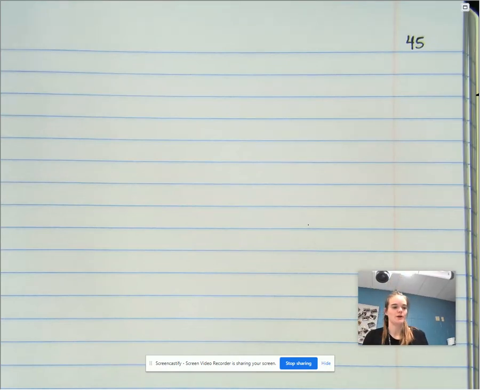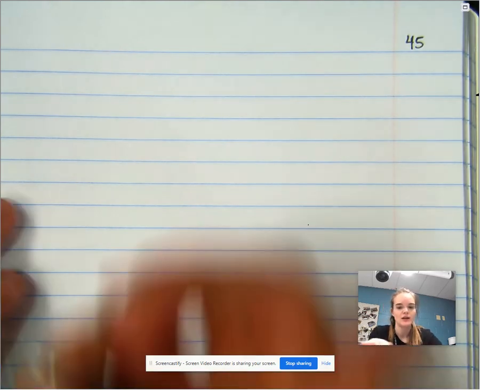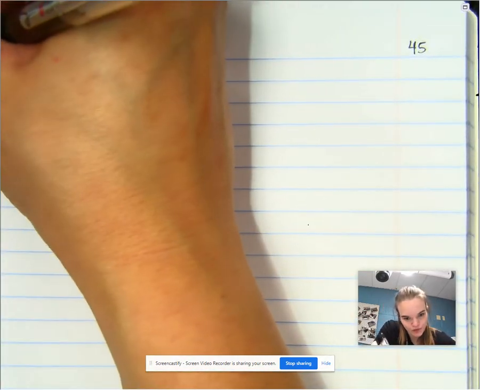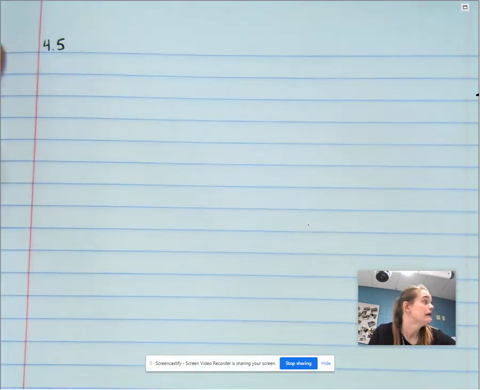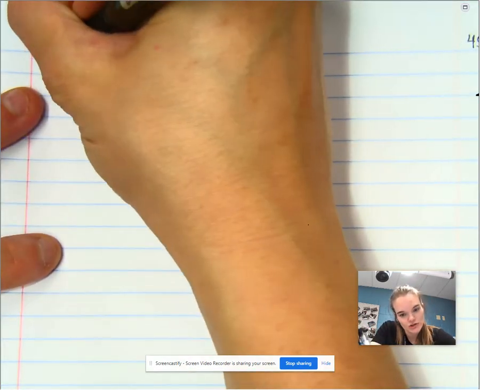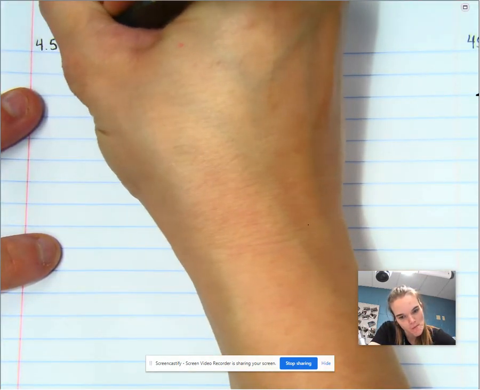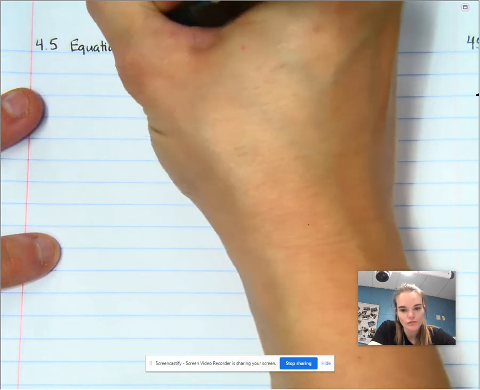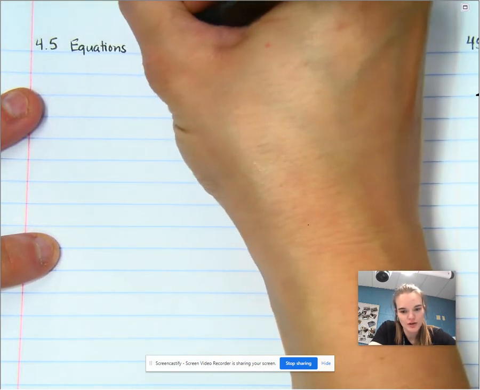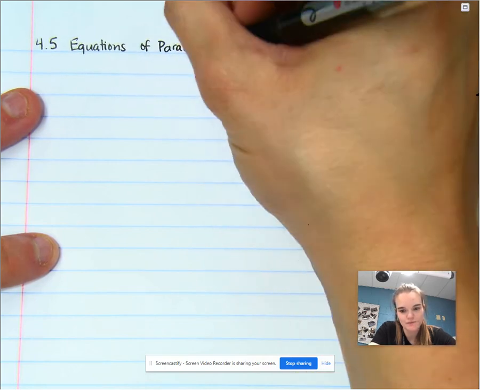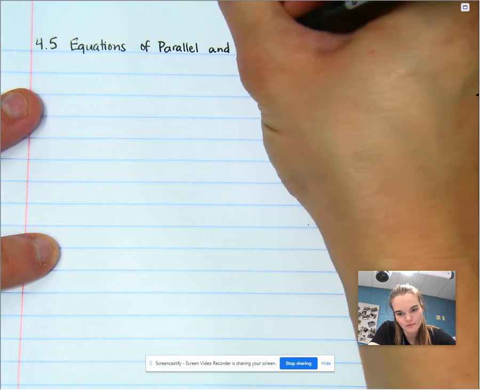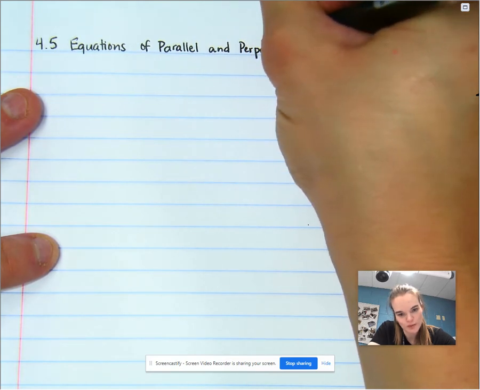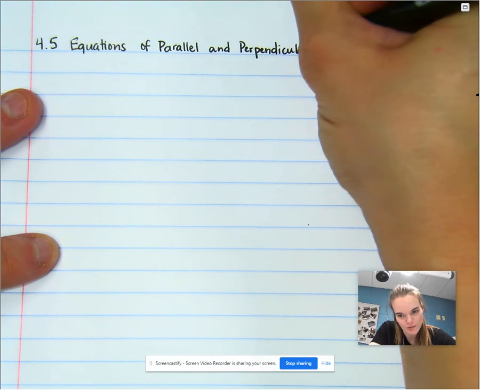So today we're going to finish up the equations of parallel and perpendicular lines lesson. It's going to be just perpendicular lines today. So we're on page 45. It's 4.5. I like how that worked out, 45 and 4.5. That's never worked out before. Anyway, 4.5, equations of parallel and perpendicular lines. And today we're specifically going to do perpendicular. Which means you'll be able to finish up the homework because the other 8 were about perpendicular lines.